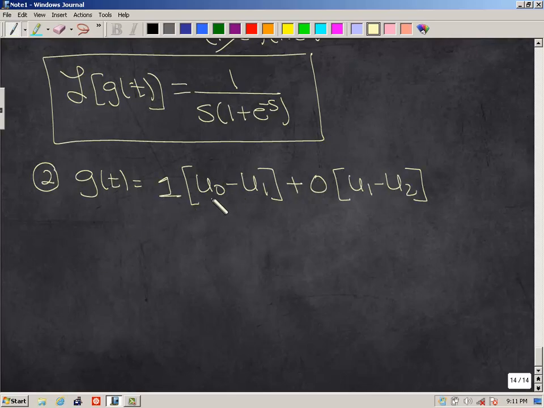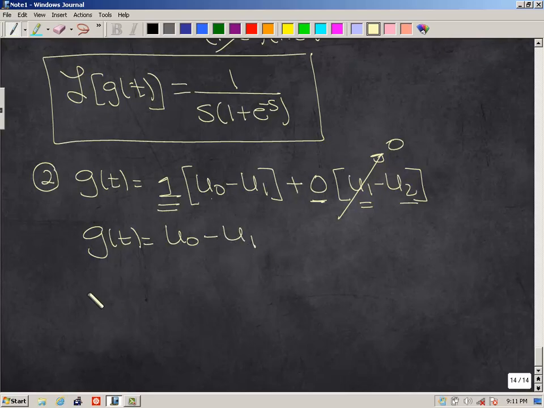It comes on between u of 0 and u of 1 and the value is 1, and between u of 1 and u of 2 the value of the function is 0. So that's what we get. So this is just 0 times that, which is just 0, so we're done with that. So that's what g is. G of t then is just u naught minus u1.